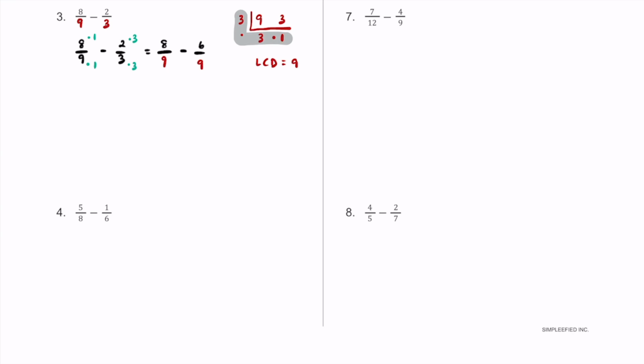So we essentially have common denominators here, so we have 8 over 9 minus 6 over 9. Let's put it both over 9. So we have 8 minus 6, which is just equal to 2. So our final answer here is going to be 2/9.